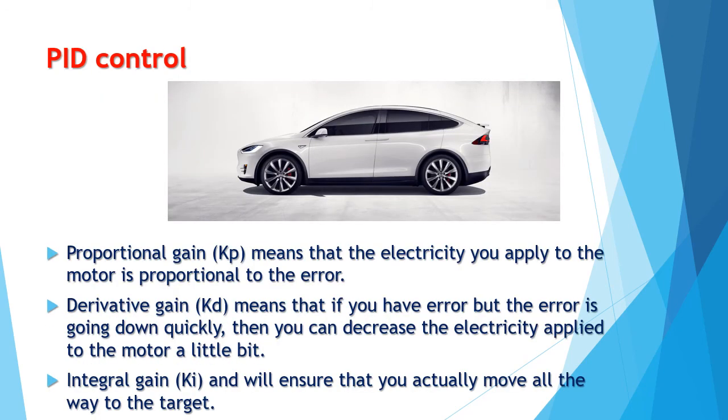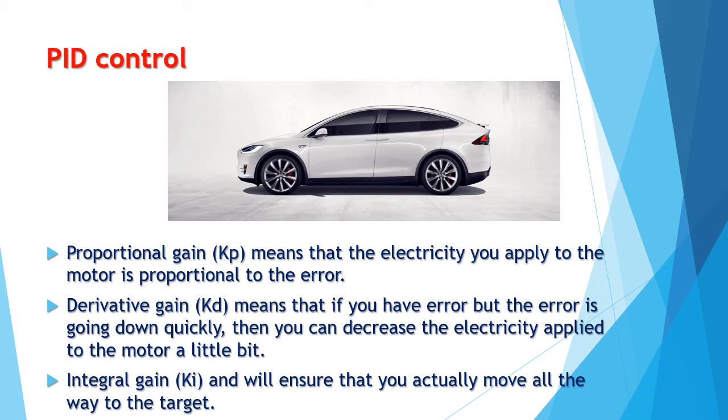Let's have another example of PID control. Suppose you have a car that you want to place in a position X, or this is our output position or process variable. And we can sense the current position of the car, and we also know the initial position of our car. So if we were to apply PID control for this car, the proportional gain, Kp, means that the electricity you apply to the motor is proportional to the error. Big error in position means big electricity to correct it.